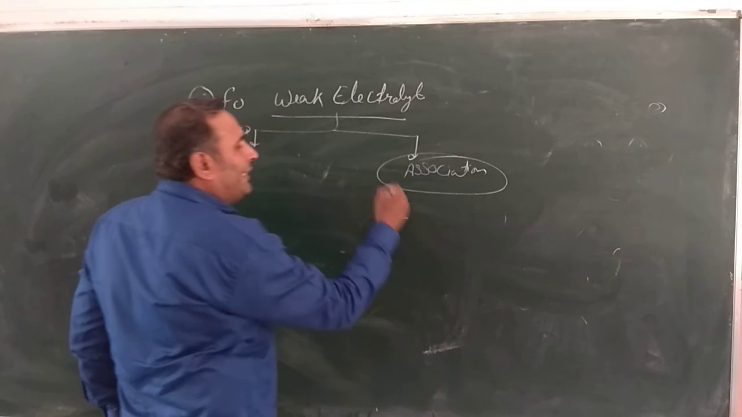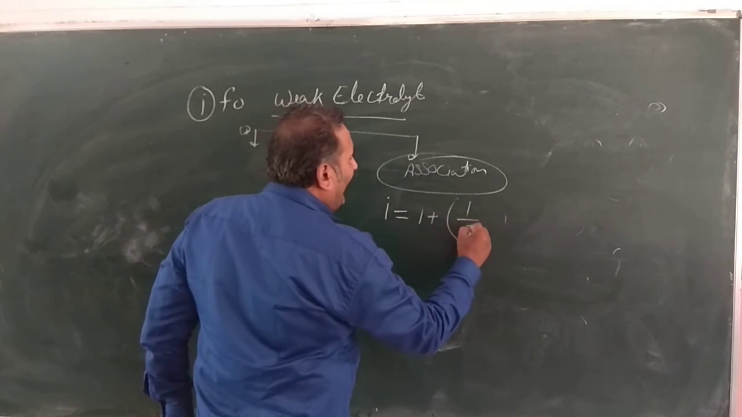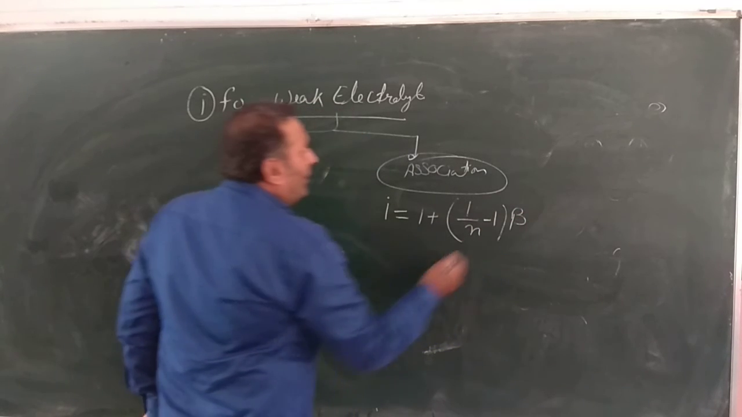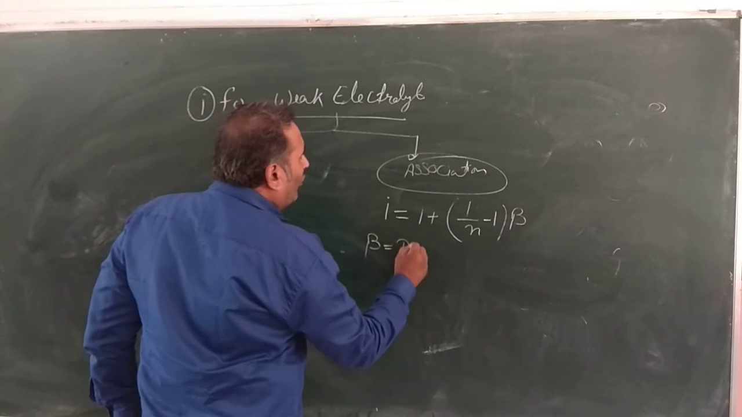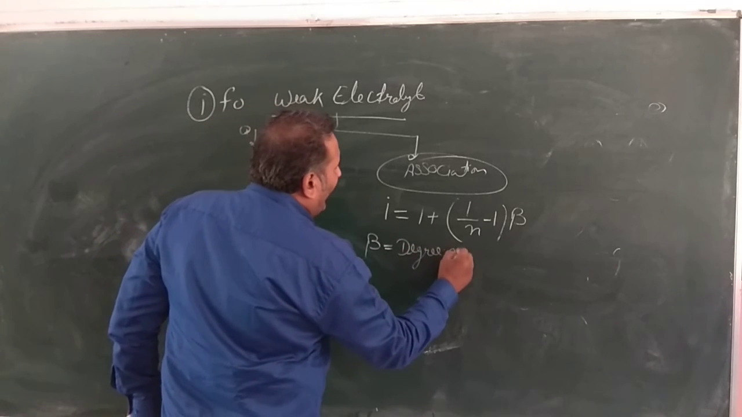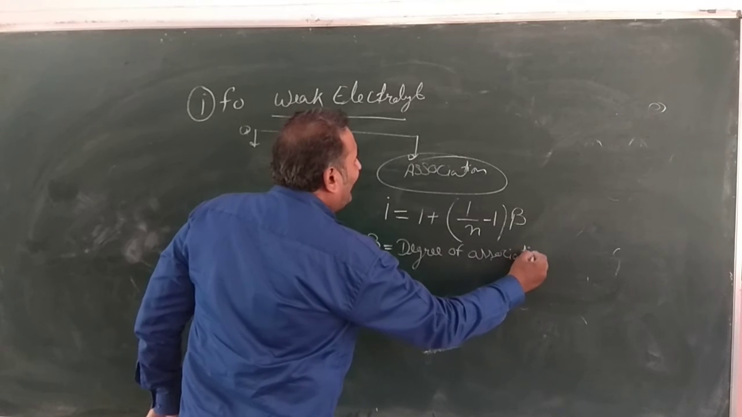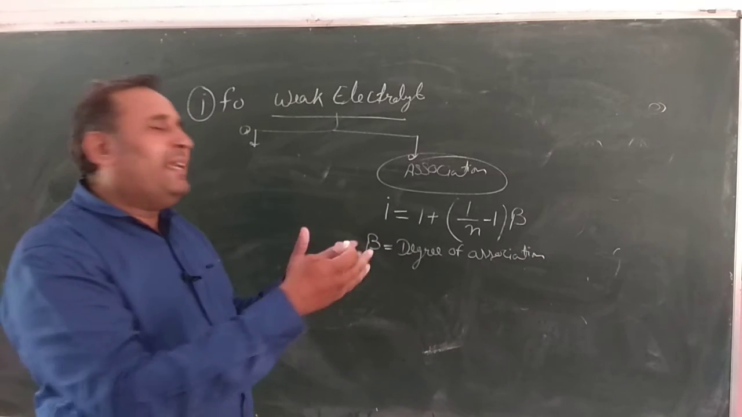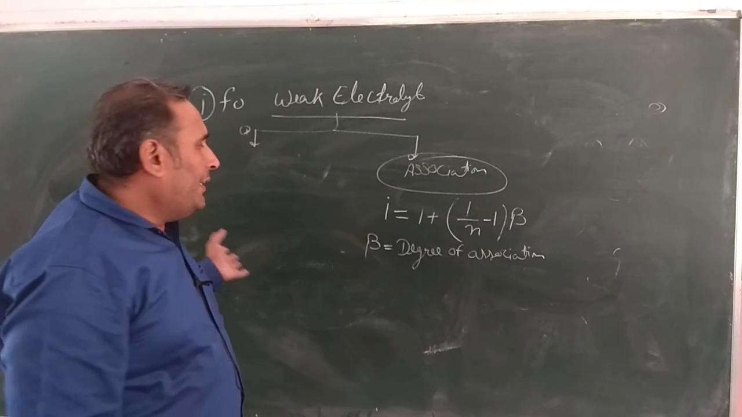Then we can calculate i is equal to 1 plus (1 by n minus 1) into beta. Now what is beta? Beta is equal to the degree of association. It can be calculated from percent association simply as we have already calculated alpha, the degree of dissociation.